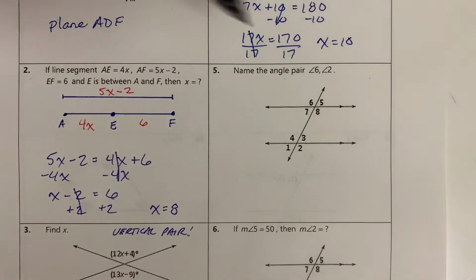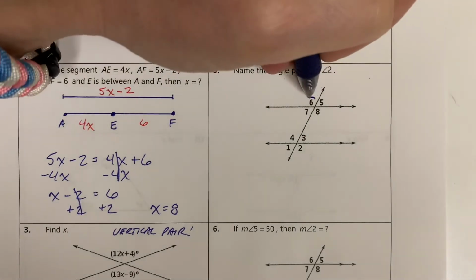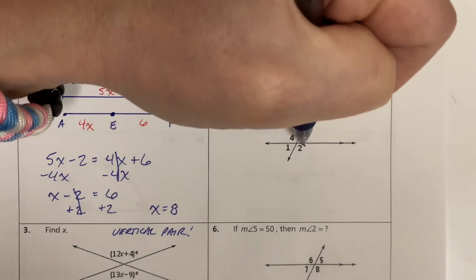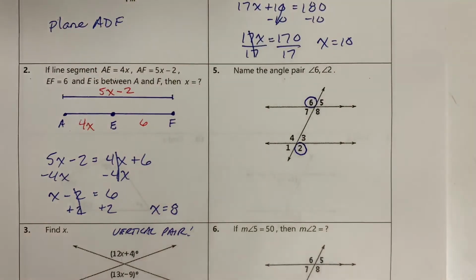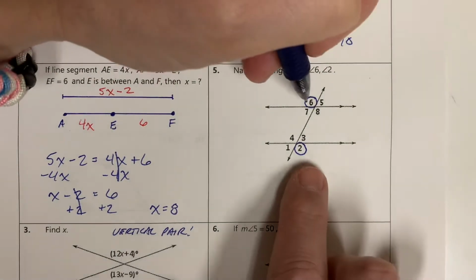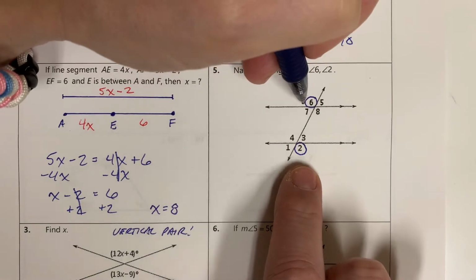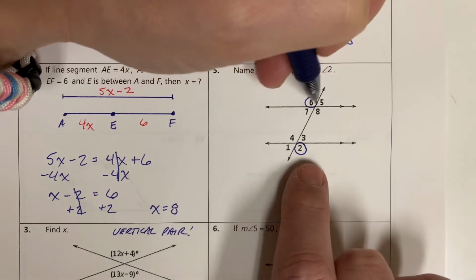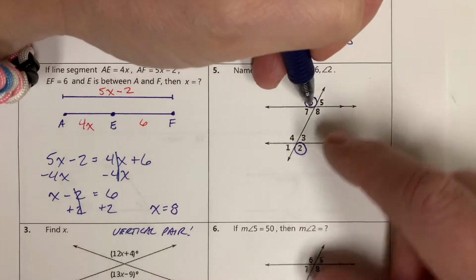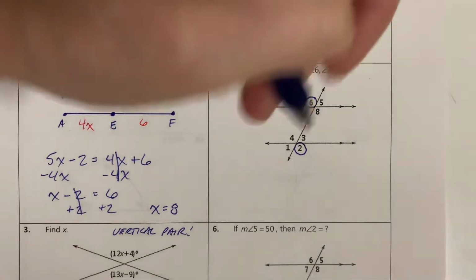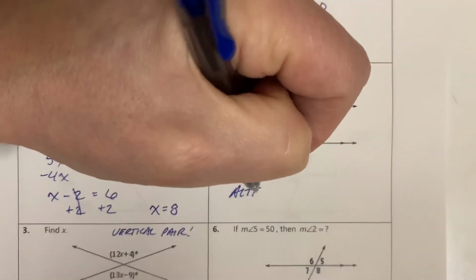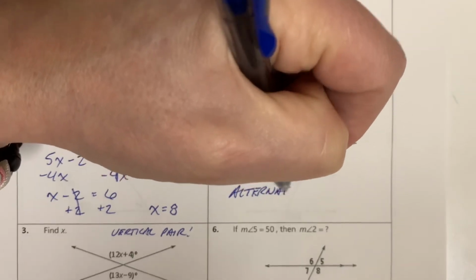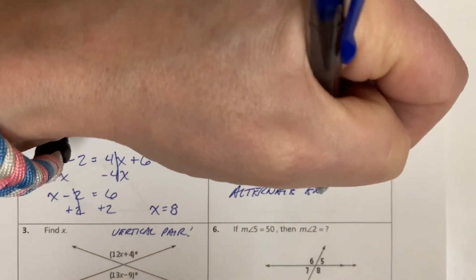Okay, number 5 says to name the angle pair 6 and 2. So here's 6, and here's 2. If you look at your names of those angles for parallel lines and transversals, those are called alternate exterior angles: alternate because they're on either side of the transversal, and exterior because they're on the outside of the parallel lines.